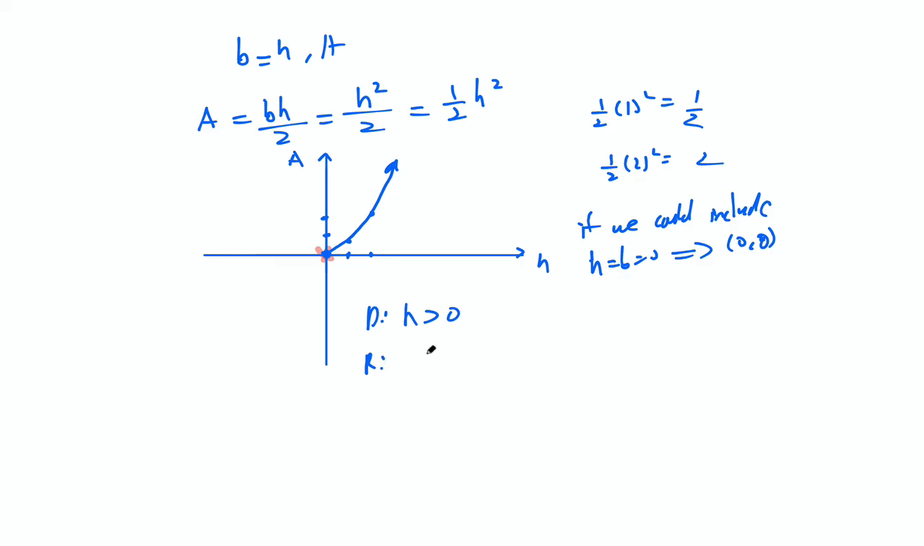As for the range, the range is talking about area. You can't have negative area, nor can we really have 0 area. So as long as the area is bigger than 0, we're also good.